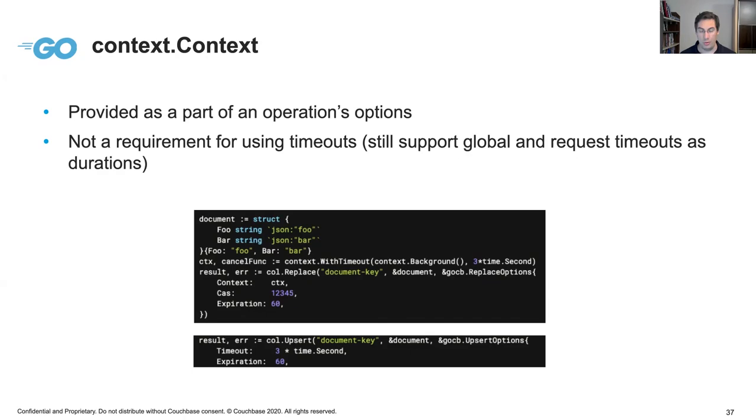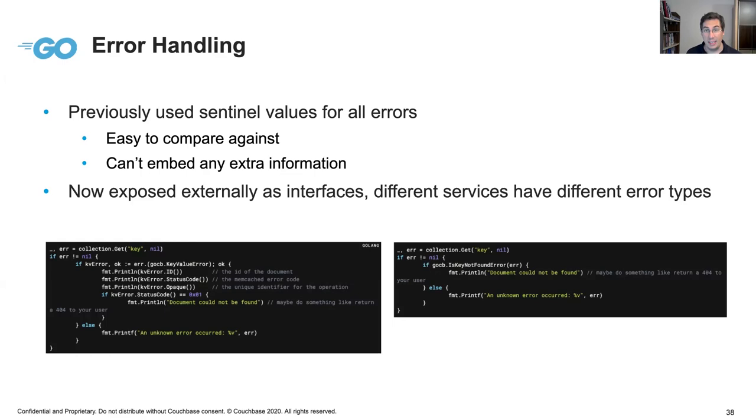Also with error handling, previously we used sentinel values for all errors. They're easy to compare against, but you can't embed any extra information, which is a little bit of a problem with the error context. So now it externally exposes interfaces, and the different services have different error types. I would recommend you to check out the documentation on the specifics here.